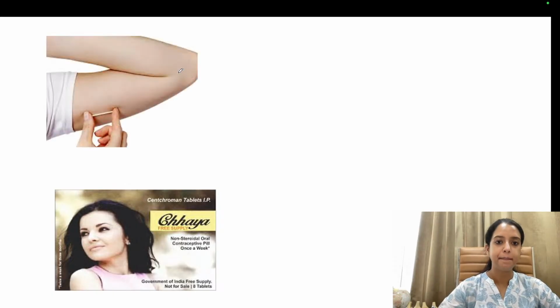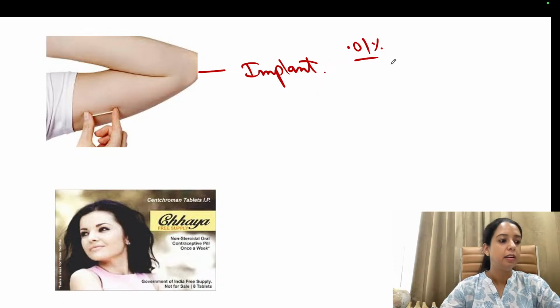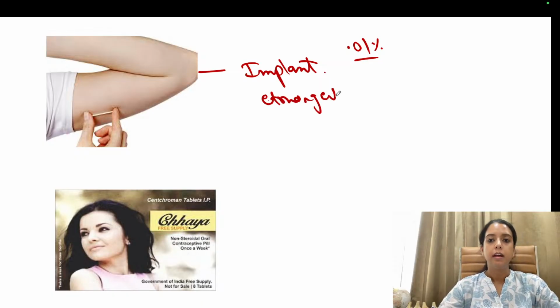What is this? This is an implant. The implant is the contraceptive which has the least failure rate, 0.01%. It is better even than permanent methods. ठीक है. The implant has a validity. It contains mainly etonogestrel and it has a validity of almost 3 years.